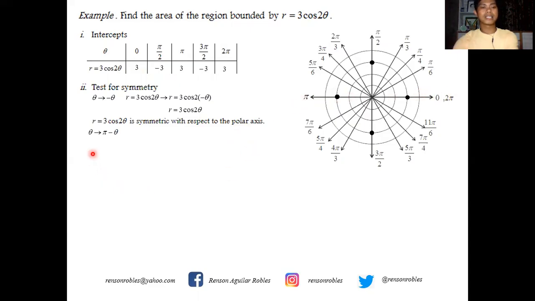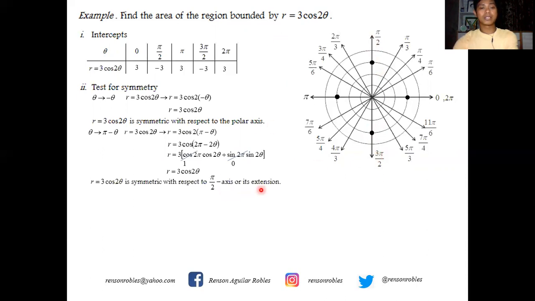The next, replace theta by pi minus theta. And if the equation is unchanged, then it is symmetric with respect to the pi over 2 axis and its extension. And you will notice that the equation is symmetric with respect to the pi over 2 axis or extension. By the way, r equals 3 cosine 2 theta is a 4-leaf rose.